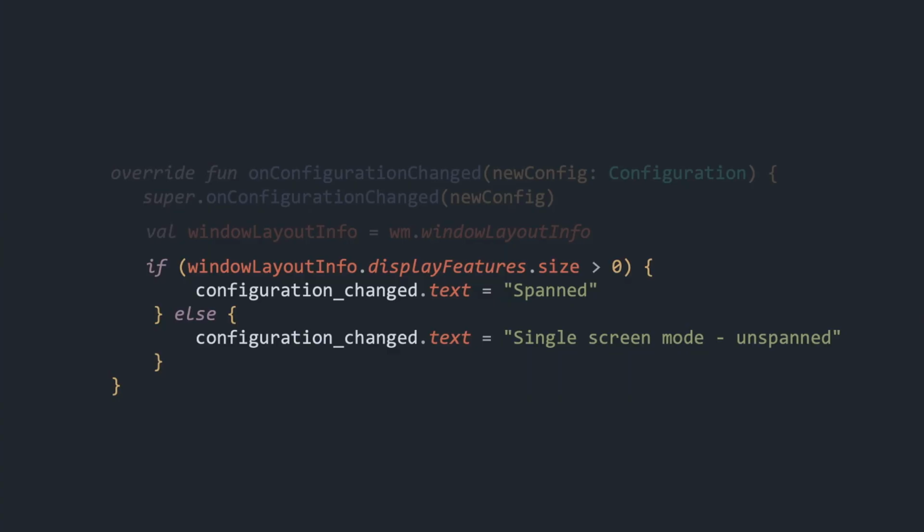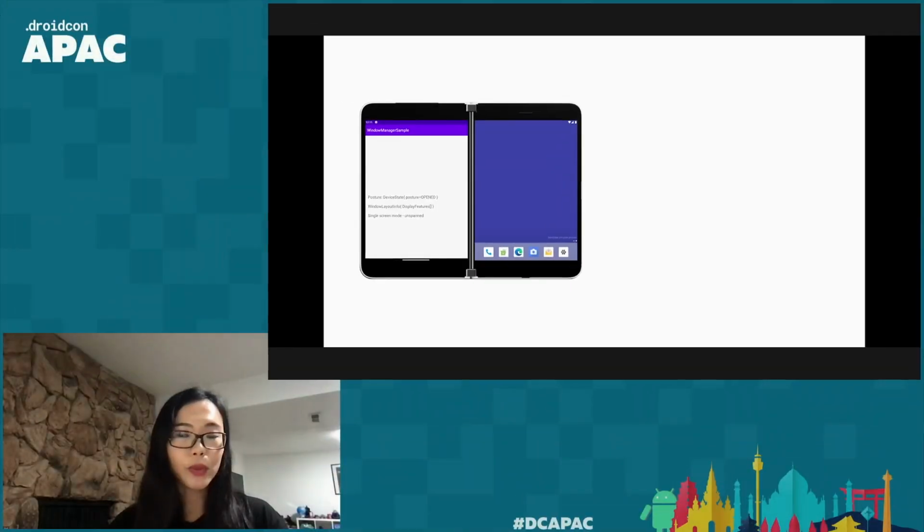So now let's run the sample on the device to see how it looks. You can see here the device state showing us the portrait is open. That means currently the device is opened. And then inside the window layout info, you can see the list of display features is empty. So as I mentioned, it means the app is in the single screen mode, which we call unspanned.